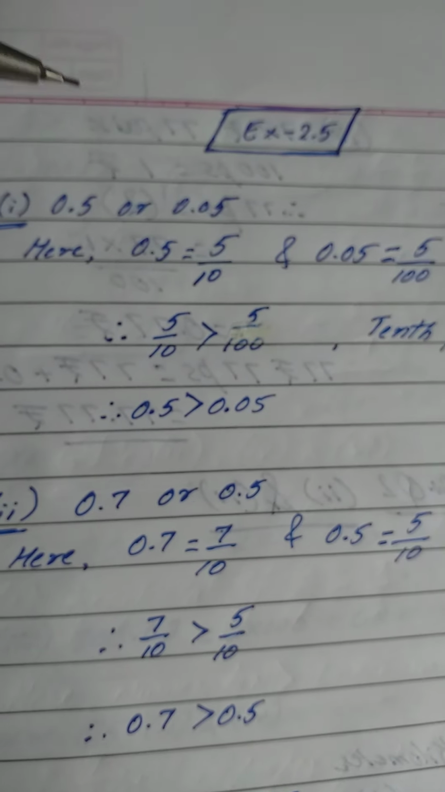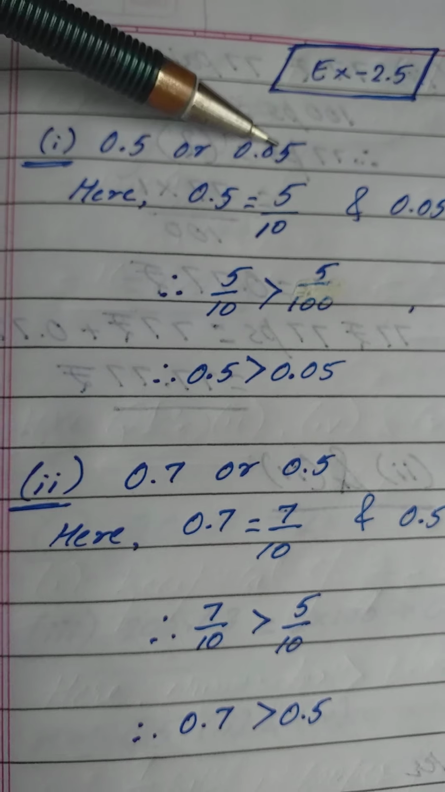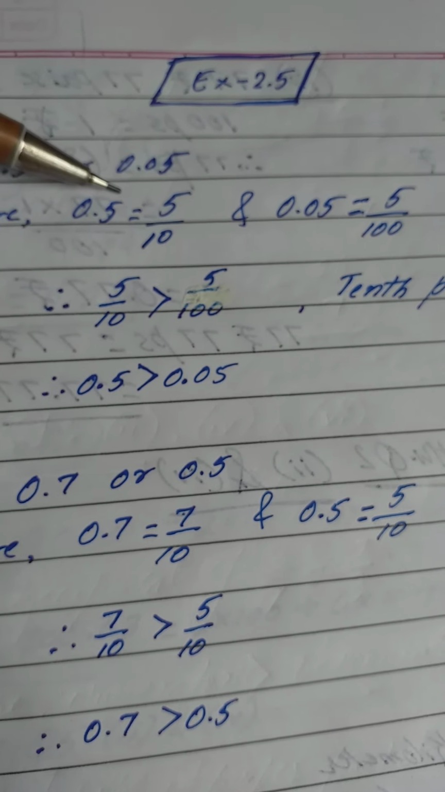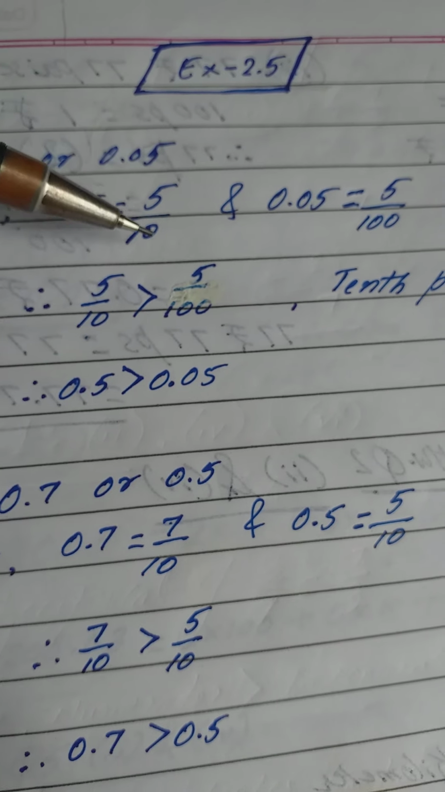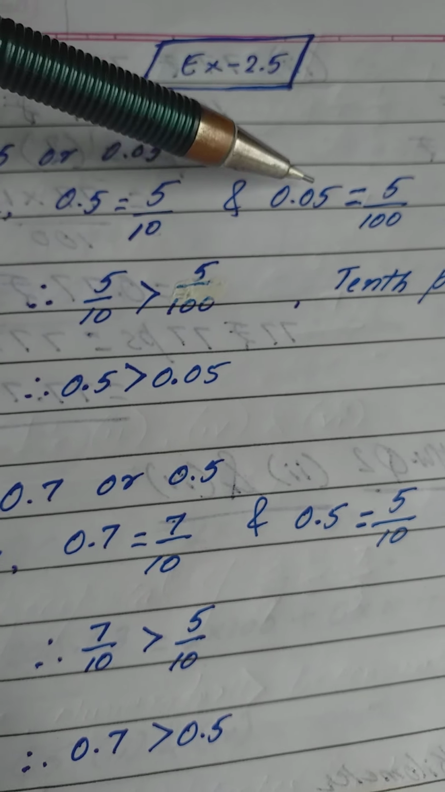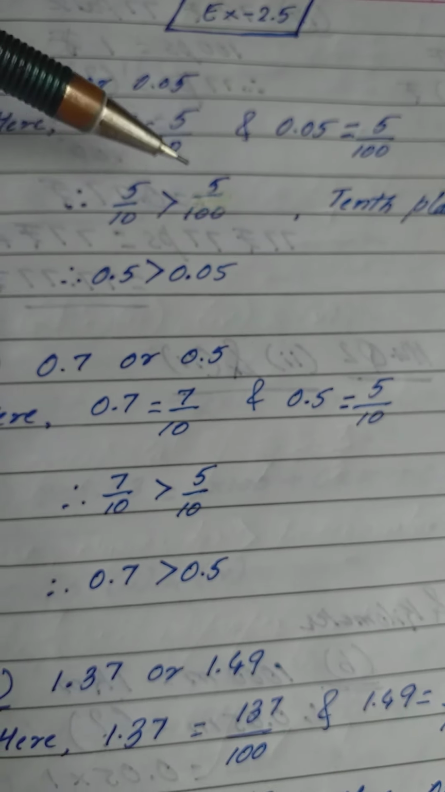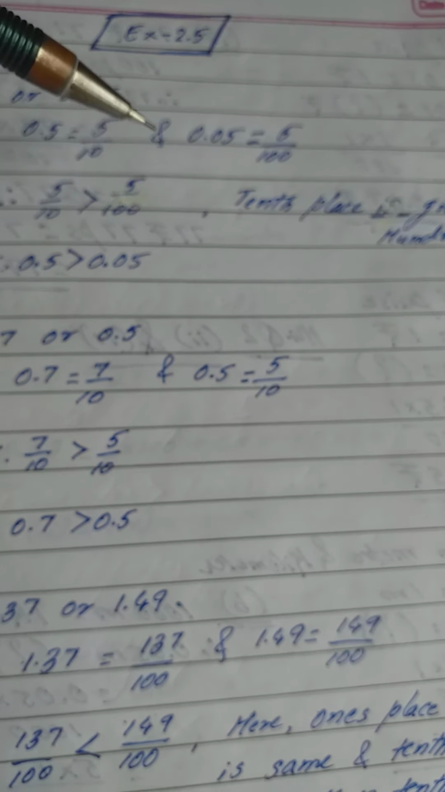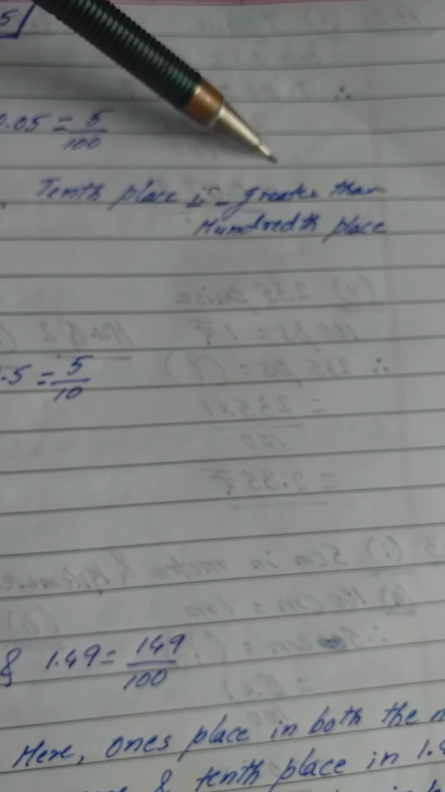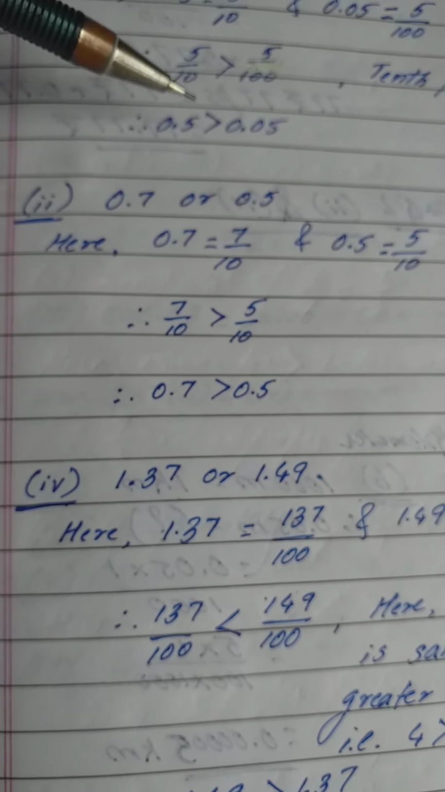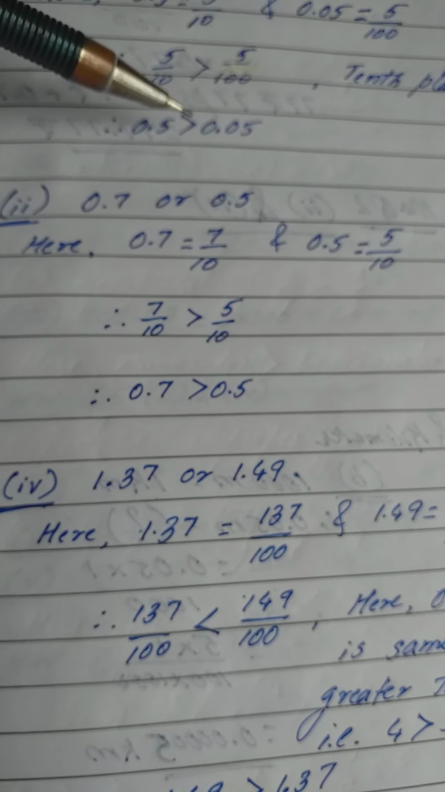Here, 0.5 or 0.05, which one is greater? Here you can clearly see 0.5 means 5 upon 10 and 0.05 means 5 upon 100. Here 5 upon 10 is greater than 5 upon 100 because 10th place is greater than the 100th place. Therefore 0.5 is greater than 0.05.